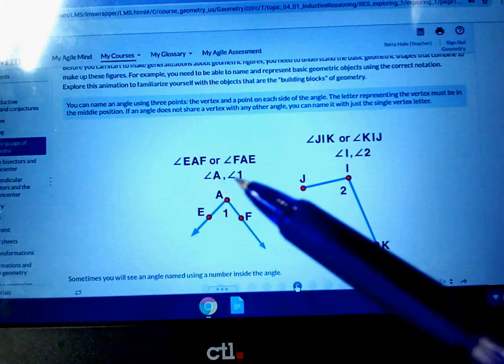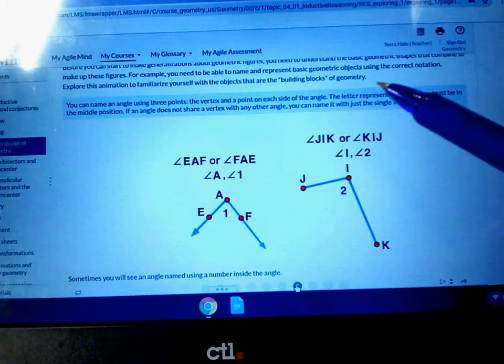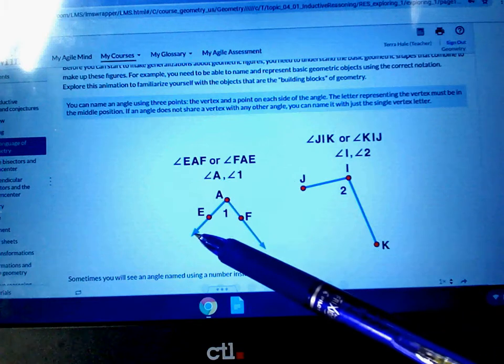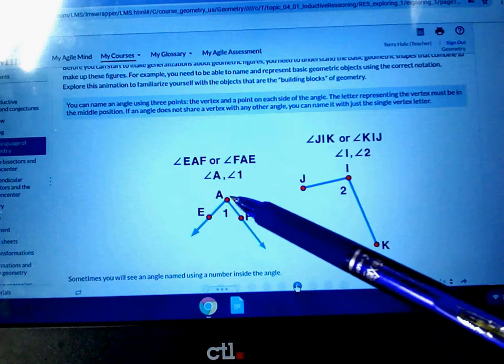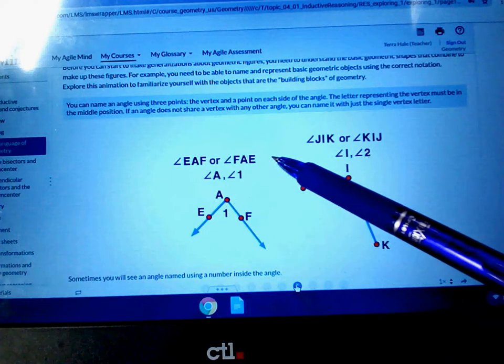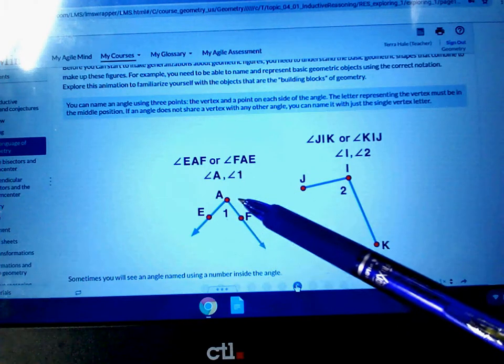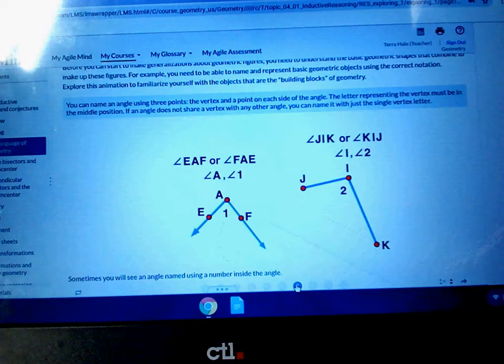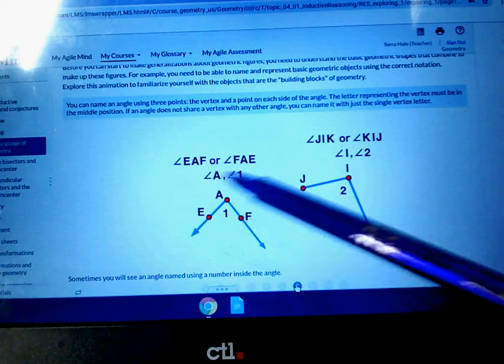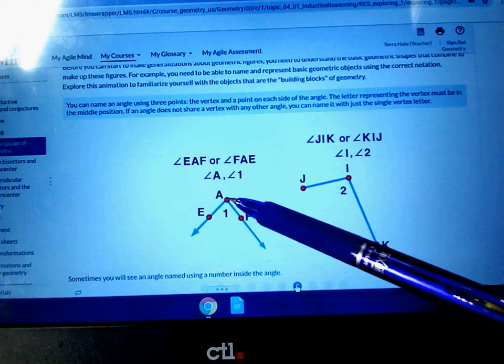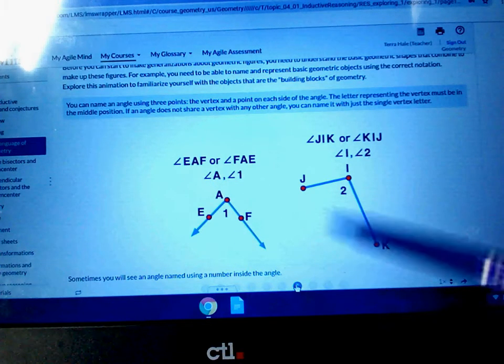You can also name an angle by its vertex letter alone if there's not another angle with that same vertex. So, for example, if I extended this ray and made it a line going through A, well now I have 2 angles that have a vertex of A. So I couldn't just say angle A because I wouldn't know which one you're talking about. But since there's not another angle in this drawing that has A as its vertex, we can call it angle A.